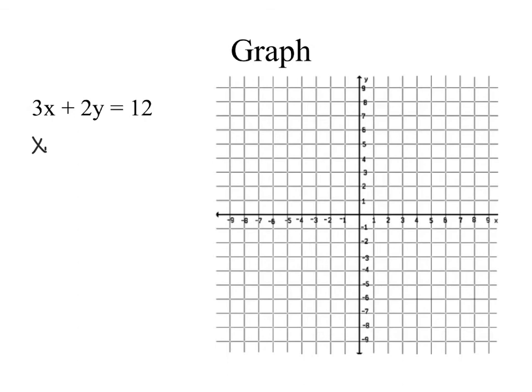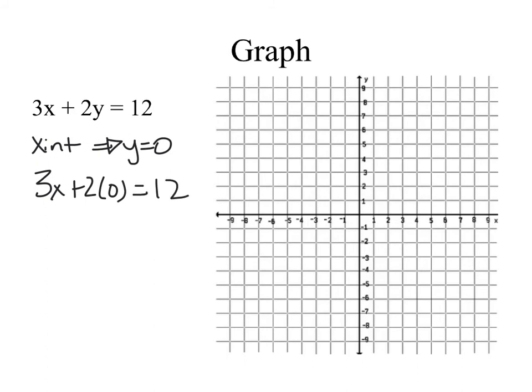So if I want the x-intercept, then I know because it's the x-intercept, the other variable will be 0. So I just do 3x plus 2, I put a 0 in for my y, and I solve. So I get 3x, 2 times 0 is a 0. So that's really just 3x equals 12. Divide both sides by 3 to get the x by itself. And x is going to equal 4.